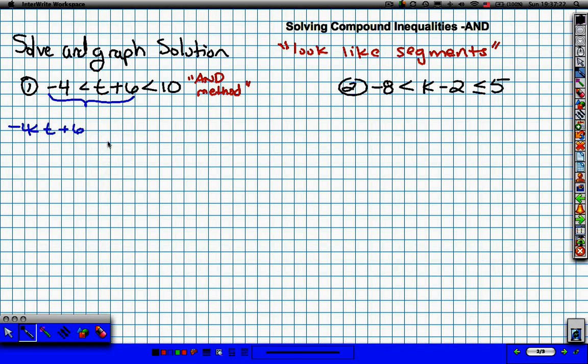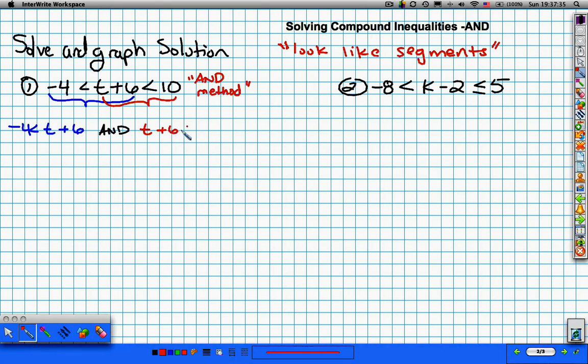Now I would write the word and. Now if I look at the right half of it here, and if I ignore the -4 and less than, I would get this inequality, which says t plus 6 is less than 10. Now I have my two separate inequalities for me to solve.